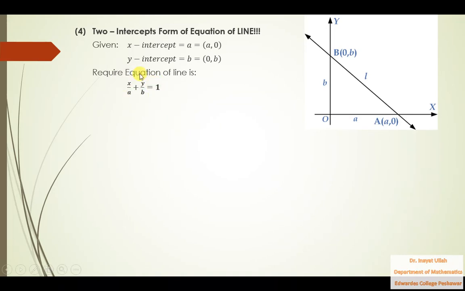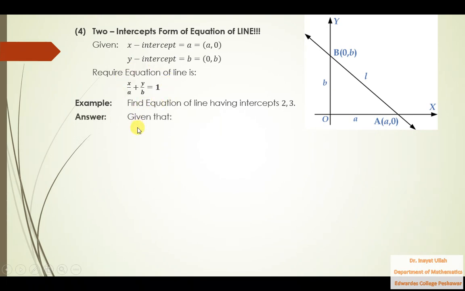So this formula will be used whenever you need to find the equation of a line when two intercepts are given: x by x-intercept and y by y-intercept is equal to 1. Between these two terms there is a plus sign. So in order to understand this topic, an example is taken. The example is: find the equation of the line having intercepts 2 and 3. We need to find the equation of the line, and we are given intercepts, two intercepts, 2 and 3. So whenever two intercepts are given, you need to use this equation to find the equation of the line.